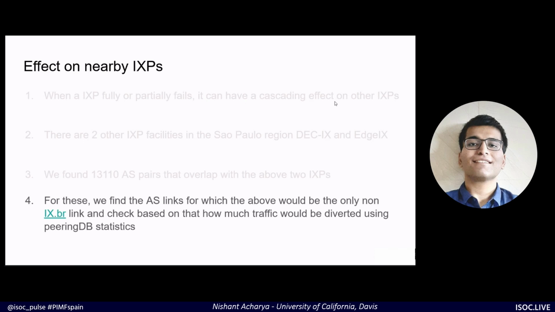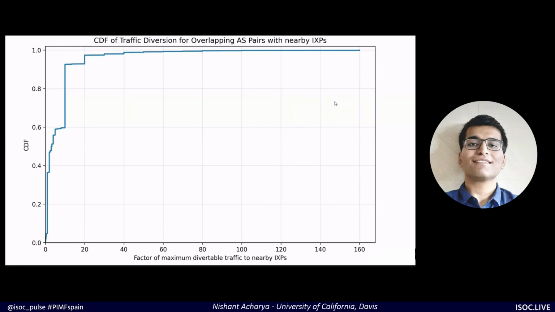without launching large-scale measurements. This graph shows the CDF of the amount of traffic from IXPR to the other two IXPs in case of a partial failure. The x-axis shows the factor of maximum divertible traffic. Maximum divertible traffic is defined as current link capacity, which is the IXPR's capacity for that particular link, divided by the new link capacity, which would be the capacity at DECIX Sao Paulo or Equinix Sao Paulo.